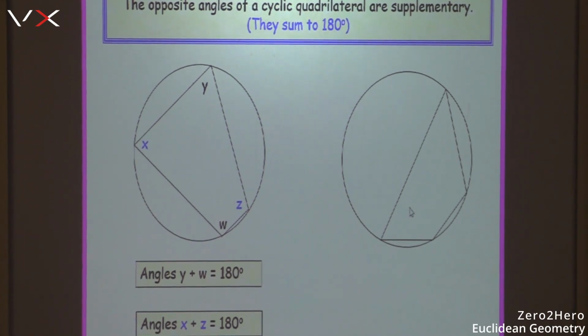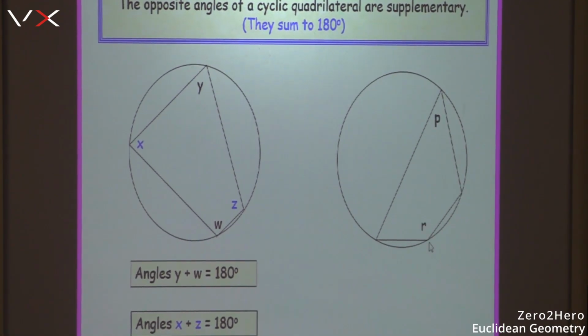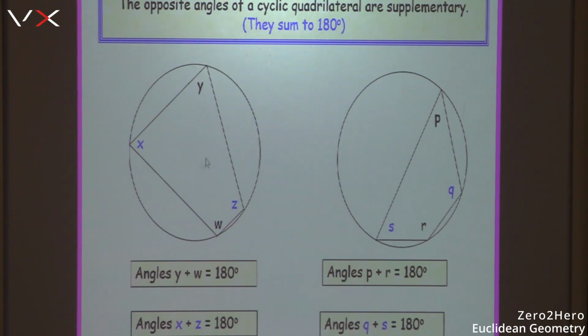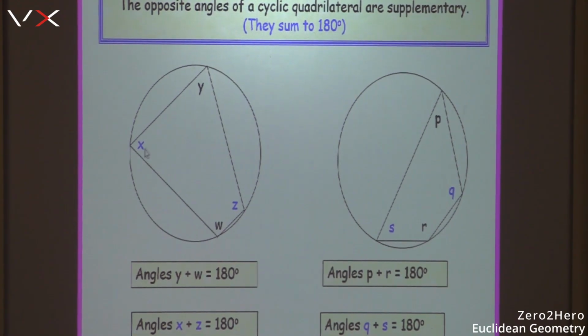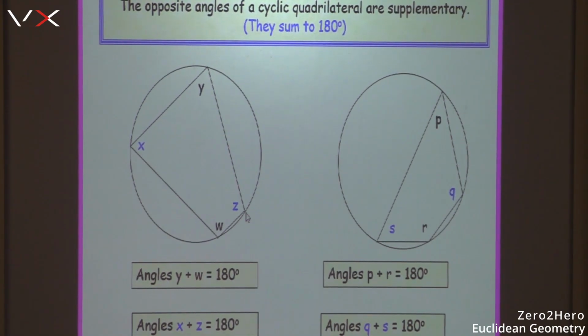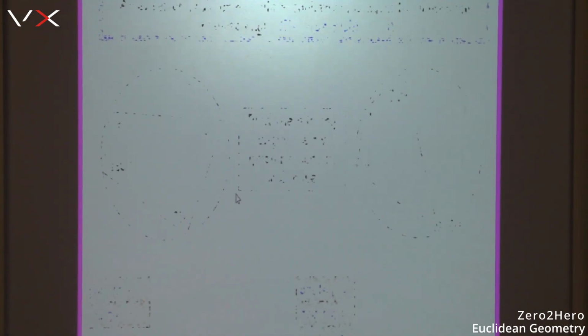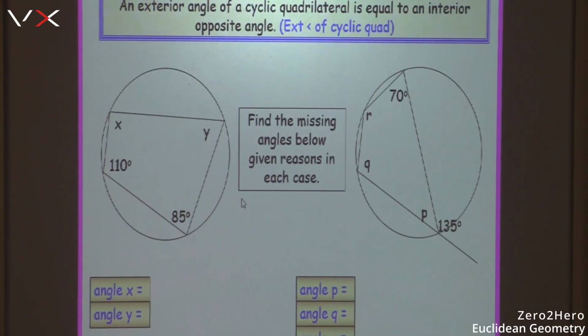It might look half of it. This is still a cyclic quad. 1, 2, 3, 4. It touches all four corners. So this plus that will equal 180 degrees, or these two also equal 180 degrees. And you must be able to prove this theorem. If I'm proving that this plus this is 180, the construction will come from these two. Let's look at, for example, the same theorem.